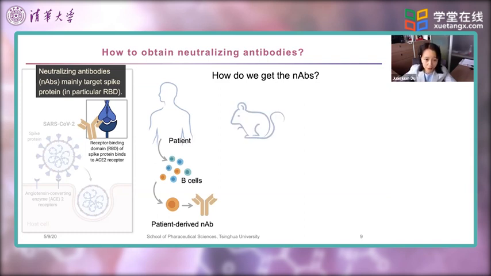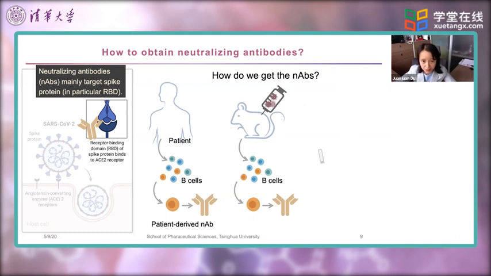And also we can just use a lab animal like a mouse. We immunize this mouse with vaccine, with the virus or deactivated virus, or even we can just immunize them with the S protein. And then this mouse will produce antibodies against this virus. And similarly, we can just get the B cells and then produce the antibody.